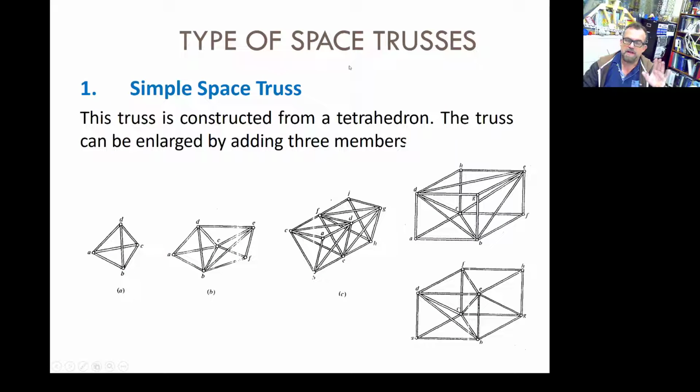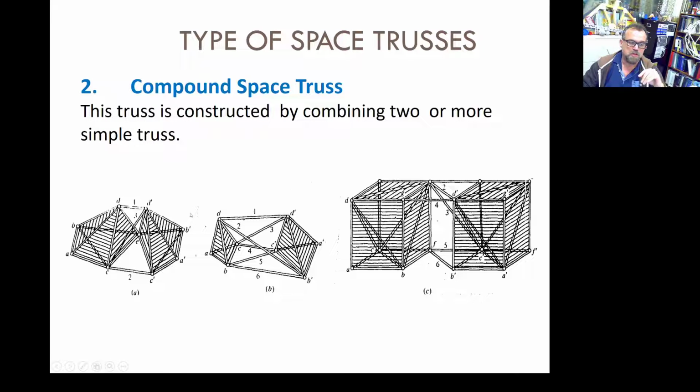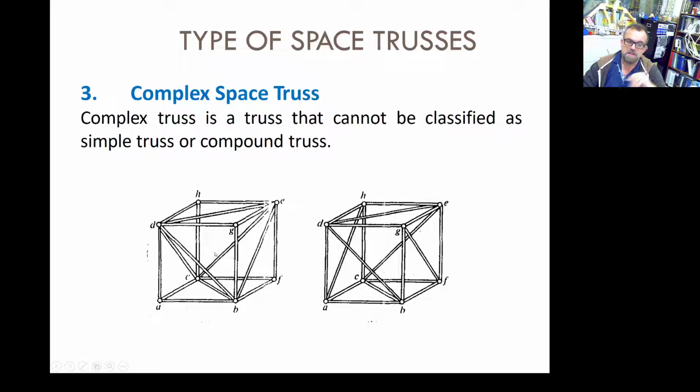In the same classification that we had before: simple trusses, tetrahedron, and you just add 3 members and a joint. Compound trusses, you have 2 different trusses, and you join the 2 trusses by adding a certain amount of members and connecting at the joint. And complex trusses, those are the ones that are not classified as simple or compound, and that goes beyond the extent and the content of this class.